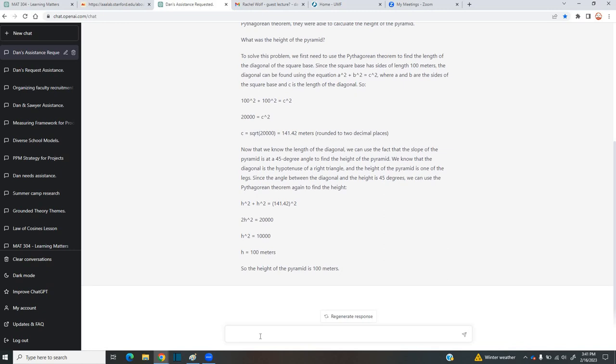We have the two sides, they're 100. Looks like we're solving for the diagonal of that square. The length of the diagonal, the slope of the pyramid, 45-degree angle, and the height of the pyramid. Oh wow. Okay, yeah. It looks like it's right. Well, I'll leave that up to you guys as homework now. You can reason that out, see if that is right. I believe it is.